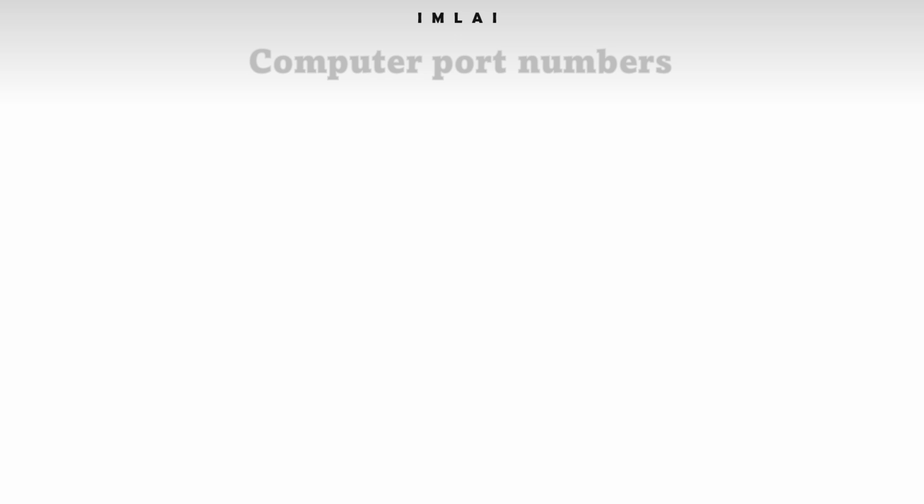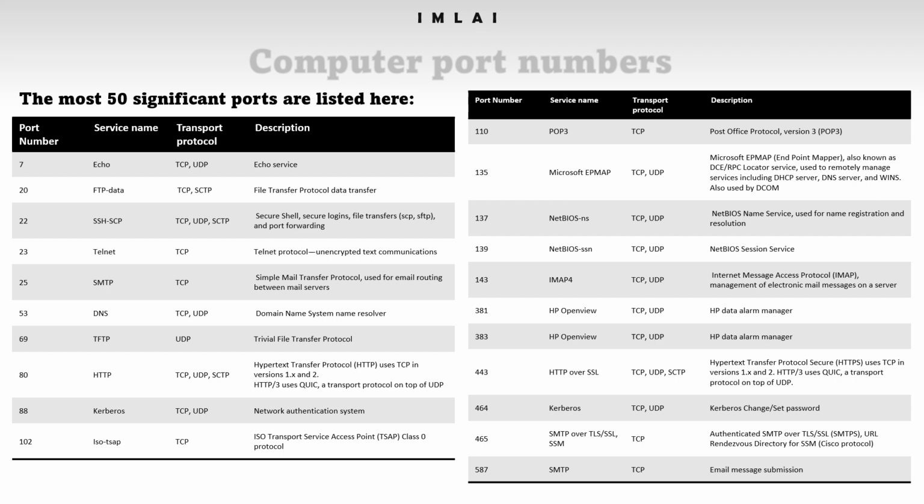So let's look into a few more services and significant ports. Next we have SSH/SCP. Basically, SSH/SCP is Secure Shell, used for secure login, file transfers and port forwarding. This service runs at port number 22 with transport protocols such as TCP, UDP, SCTP.